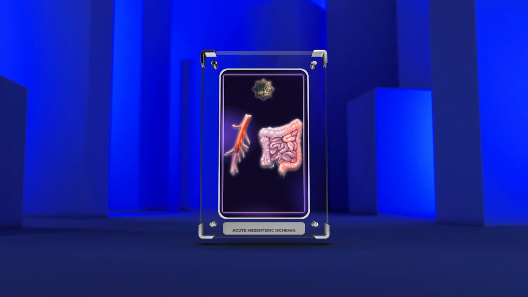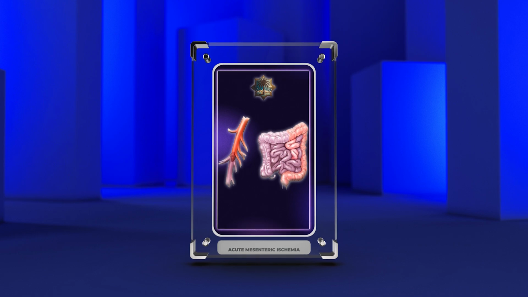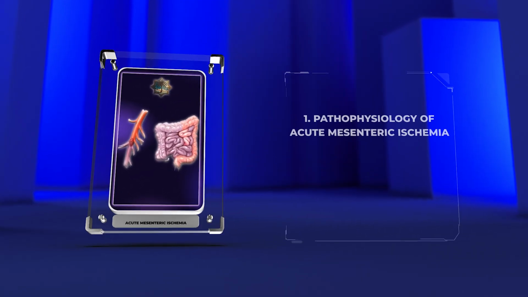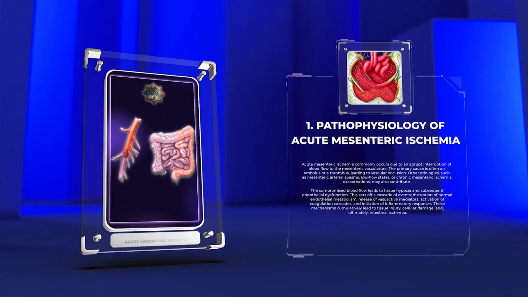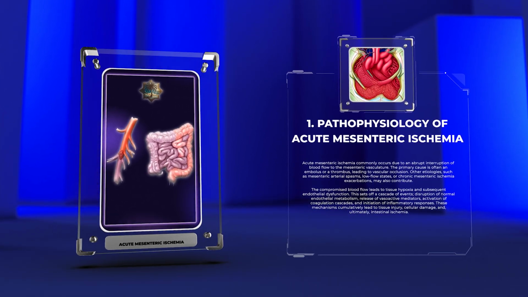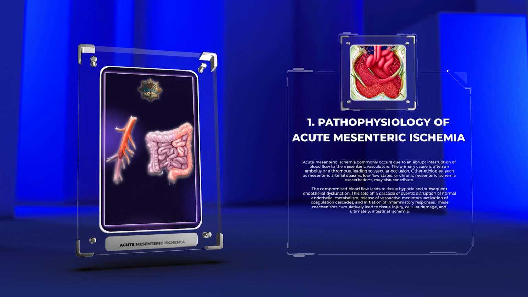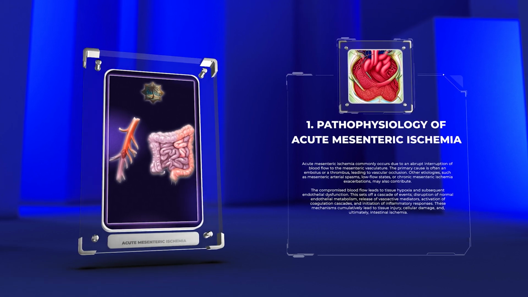Acute mesenteric ischemia refers to the insufficient blood supply to the intestines, which can lead to severe consequences if not promptly recognized and treated. Acute mesenteric ischemia commonly occurs due to an abrupt interruption of blood flow to the mesenteric vasculature. The primary cause is often an embolus or a thrombus, leading to vascular occlusion. Other etiologies, such as mesenteric arterial spasms, low flow states, or chronic mesenteric ischemia exacerbations, may also contribute.